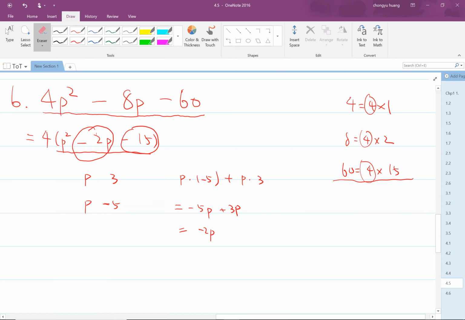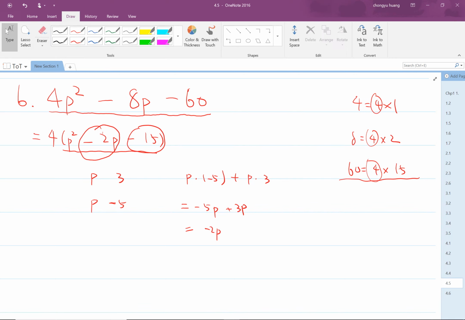So let me erase those circles. Now is the time you write down the solution. You put a line between it and then you write it down. And don't forget the 4 over here. Okay, so you write down 4.